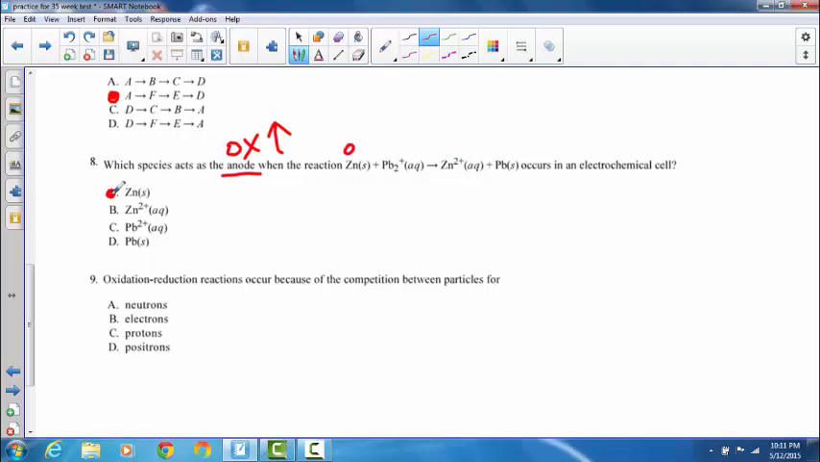And again, I make sure I am choosing the answer that is on the reactant side. I do not want to choose a product. Over here, the zinc ions are a product. I do not want that to be my answer choice. I want to choose a reactant.